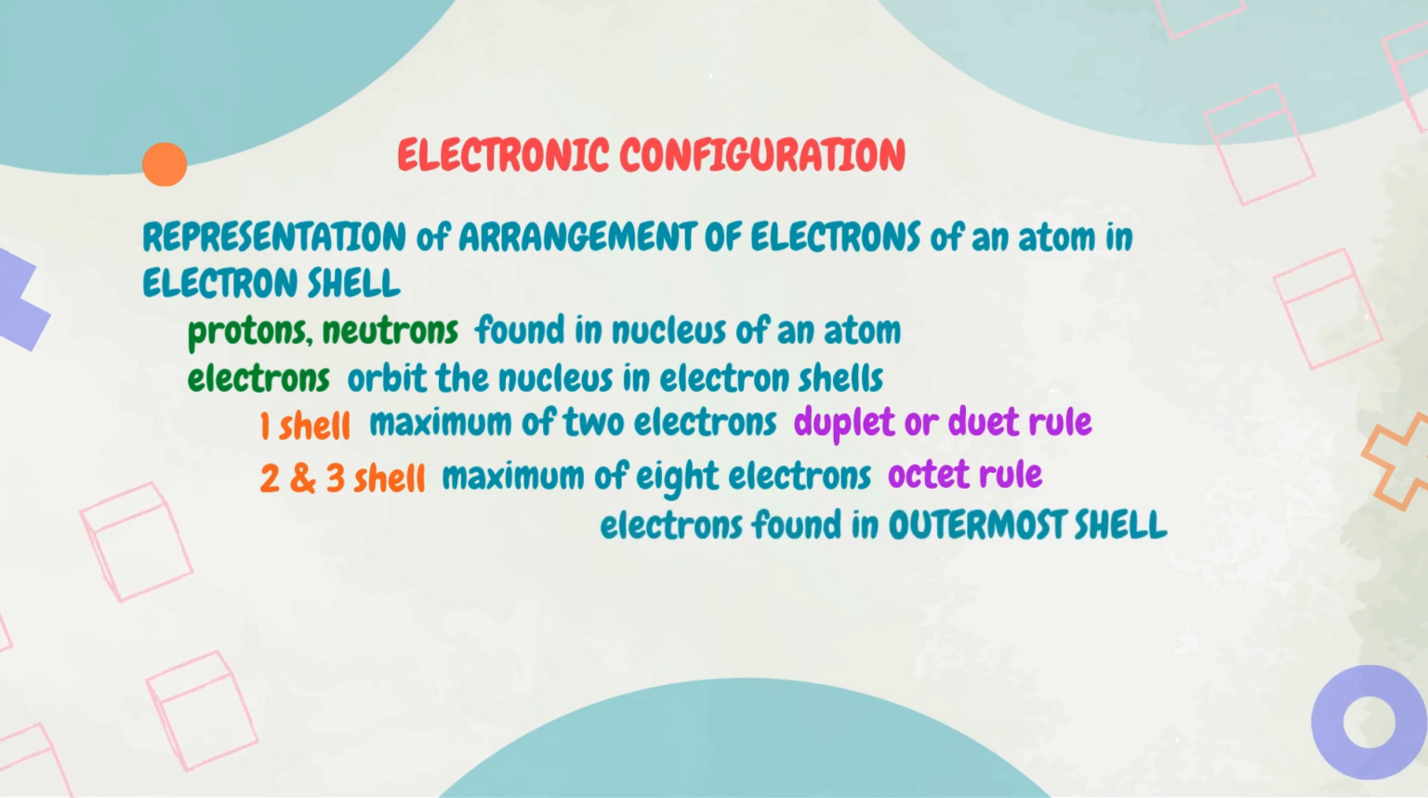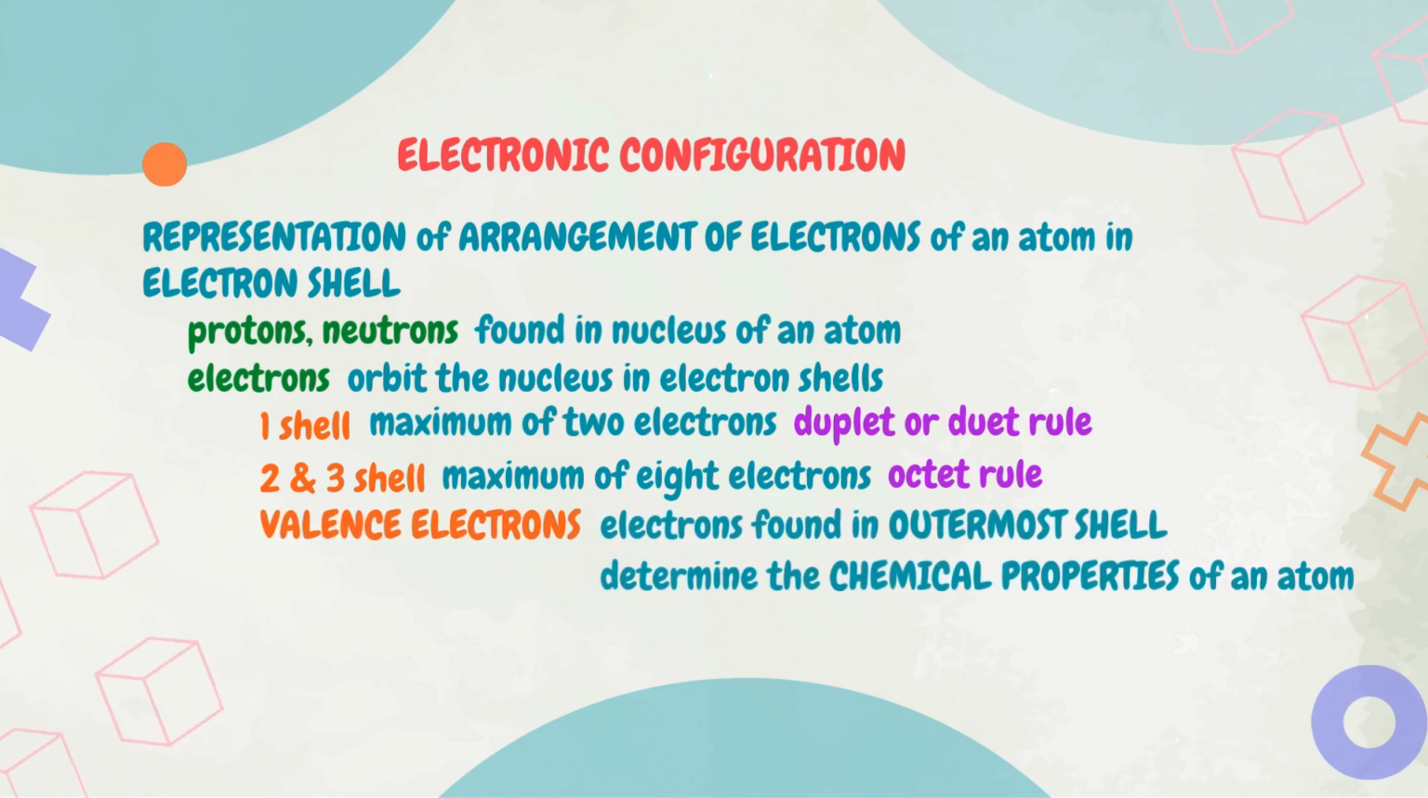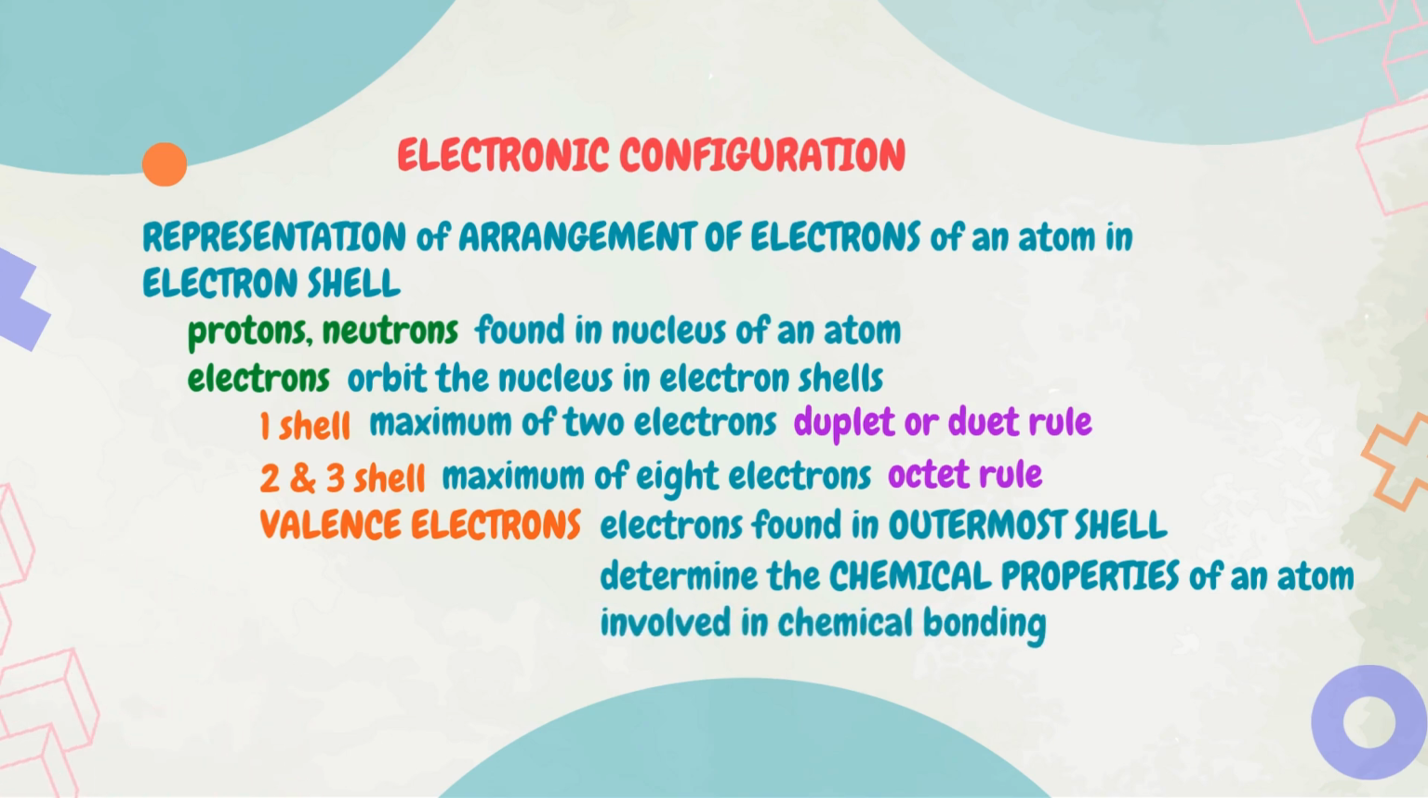Electrons that are found in the outermost shell are called valence electrons. These electrons determine the chemical properties of an atom. They are the electrons involved in chemical bonding with other atoms or molecules. Let's see the electronic configuration of some elements.